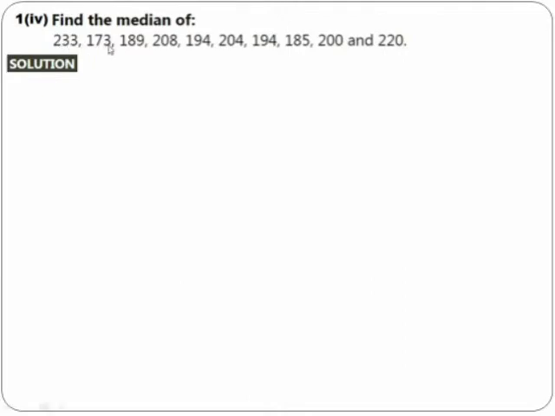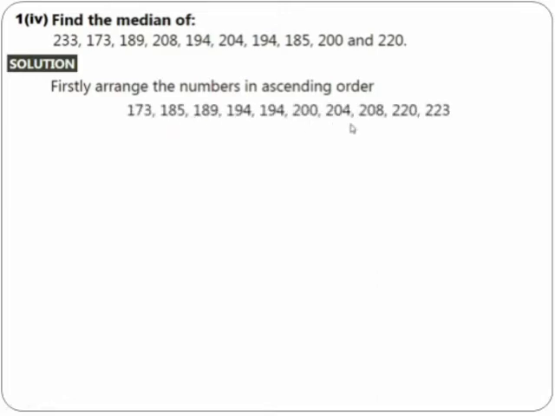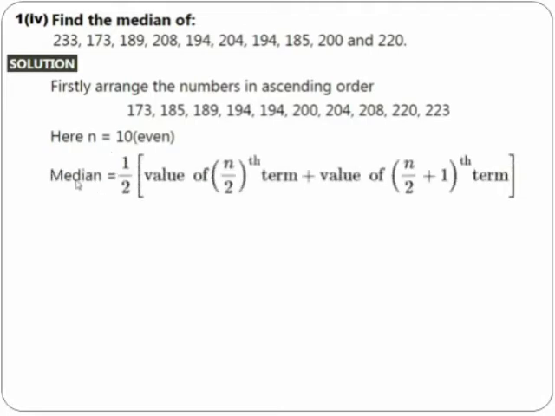Let's take this question now. Again, you need to find the median, and before that we'll first arrange the given numbers in ascending order. When you arrange them in ascending order, you get this one. Now how many numbers are there? Here the number of terms or variates is equal to 10. Tell me whether 10 is even or odd. Definitely it's even, right? Now if n is even, then the formula for calculating median is this one.